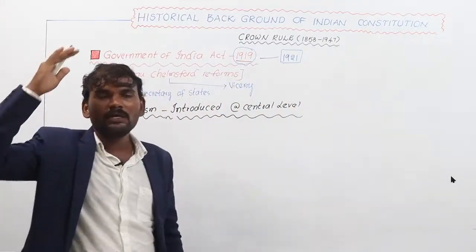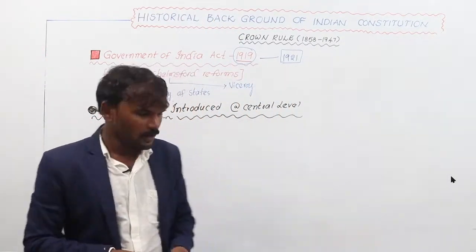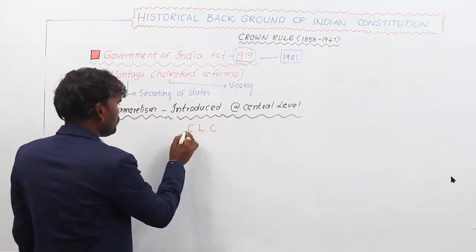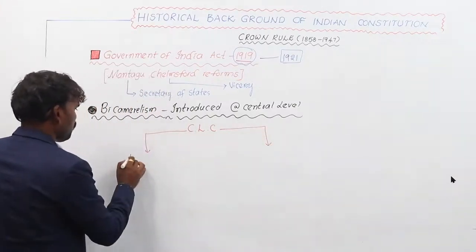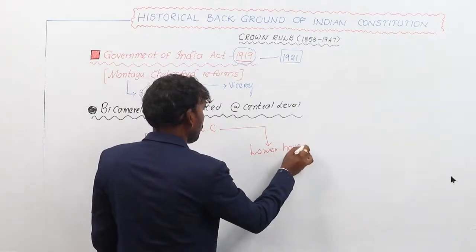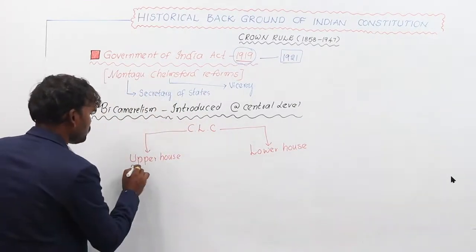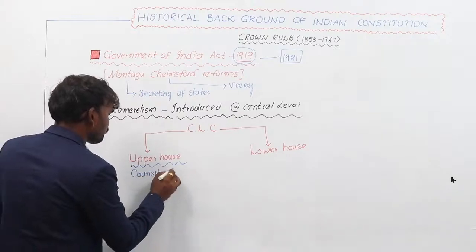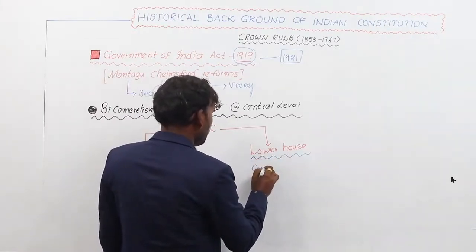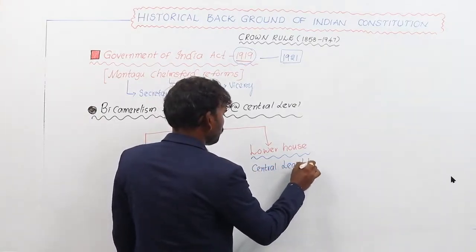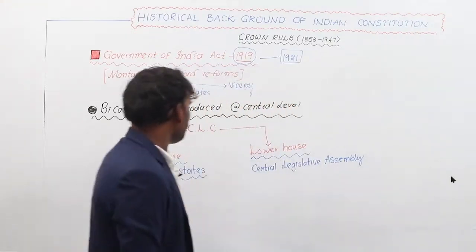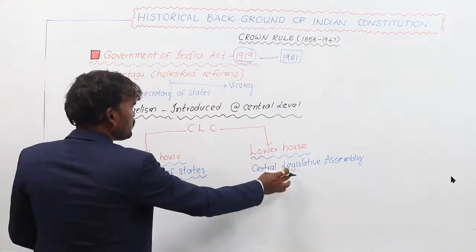So at central level, what was then the legislative system? This is the Central Legislative Council, already set up by the Act of 1853. Already we know. So the Central Legislative Council was divided into two houses, upper house and lower house. The upper house is known as Council of States, and the lower house is known as Central Legislative Assembly.